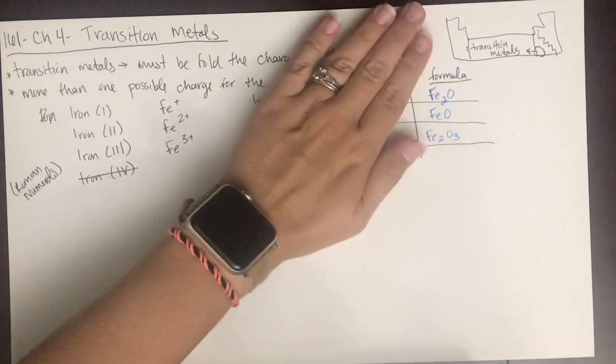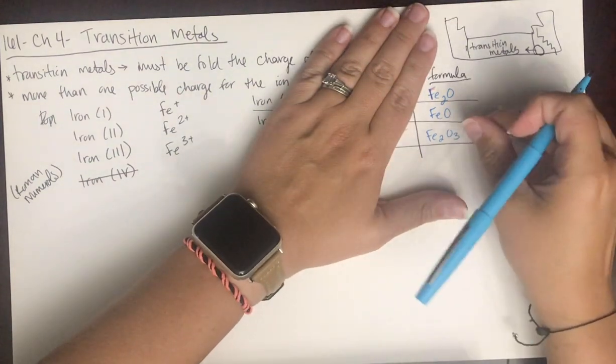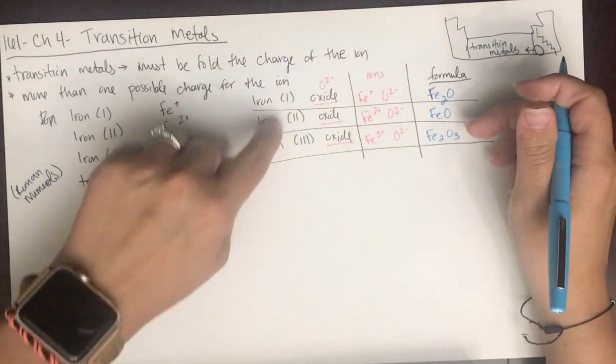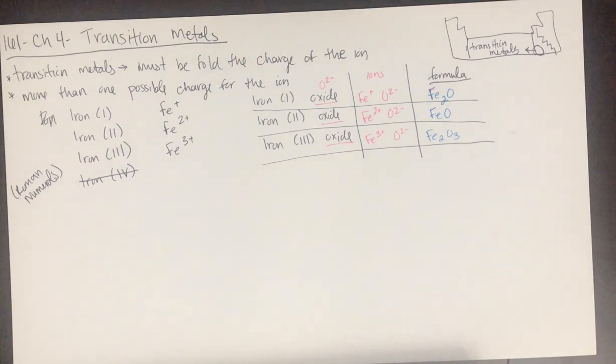You also could be given the formula and then work backwards from the formula to figure out what the name is. So let's do some more examples. Let's look at copper and phosphide. So I'm going to say copper 1, copper 2, and copper 3 phosphide. And then we're going to do the same thing again.